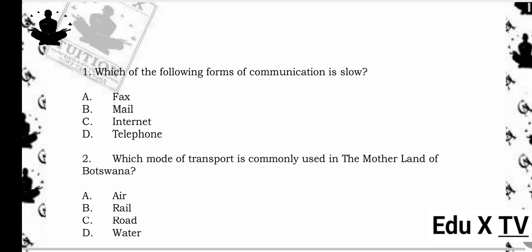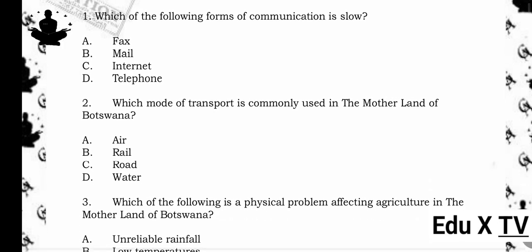1. Which of the following forms of communication is slow? A. Fax. B. Mail. C. Internet. D. Telephone. The answer is B. Mail. Reason being, traditional mail (postal service) takes days to deliver, whereas fax, internet, and telephone offer instant or near instant communication.